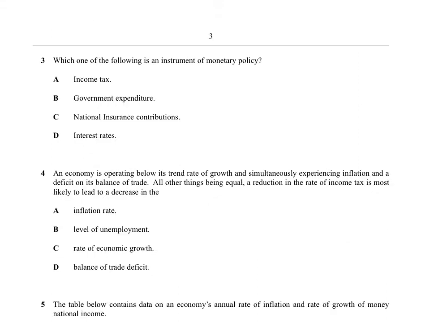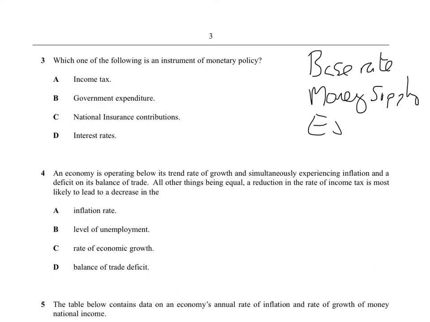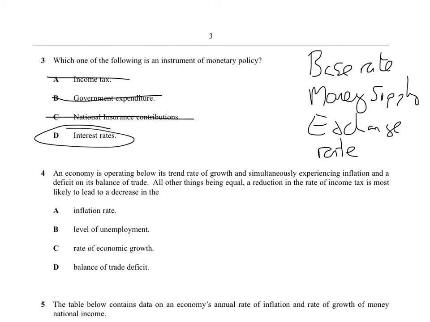Right, we love this. What's the instrument of monetary policy? We know monetary policy is the base rate. We know it is to do with the money supply. And we know it's also to do with the exchange rate. My handwriting's getting worse and worse with these videos. Anyway, income tax, we know that's fiscal policy, because fiscal policy is government spending and taxation, so it's not that one either. National insurance, again, is tax, so the only answer could be D.